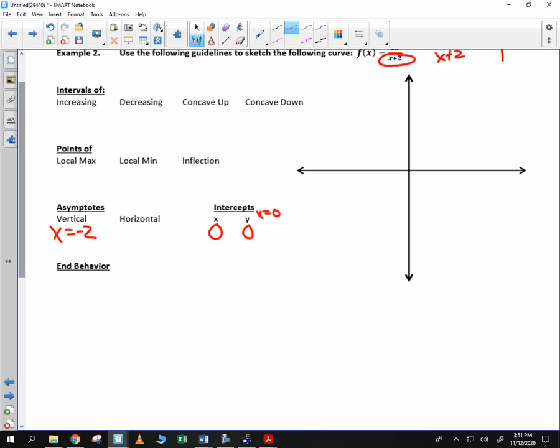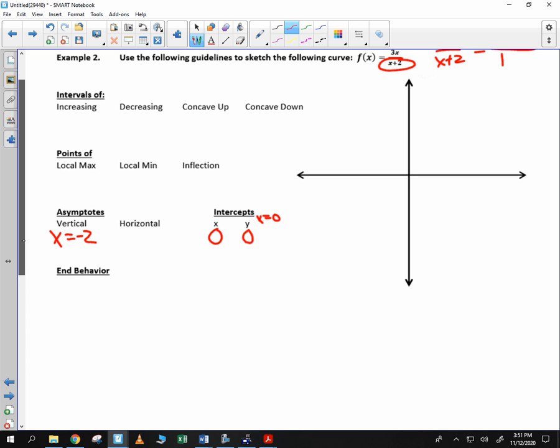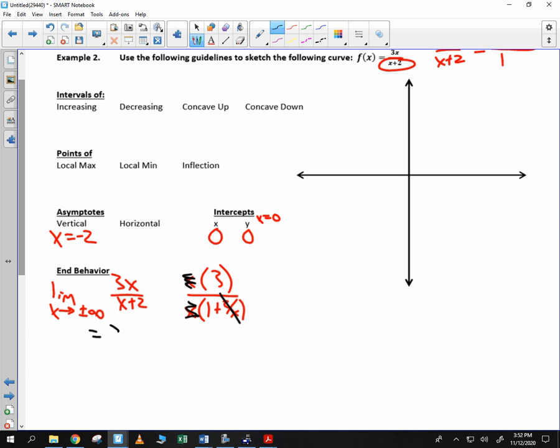You're also going to have a horizontal asymptote. The reason why I know that is if you find the limit as x tends towards positive or negative infinity of 3x over x plus 2, notice as you factor out the x out of the top and the x out of the bottom, and the x's cancel, and that goes away, you get 3. So it literally has a horizontal asymptote, as we've talked about before, y is equal to 3.